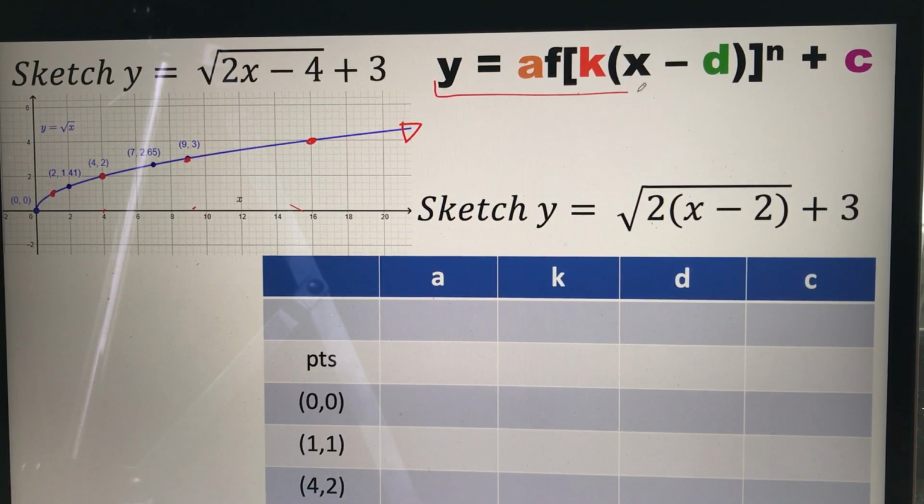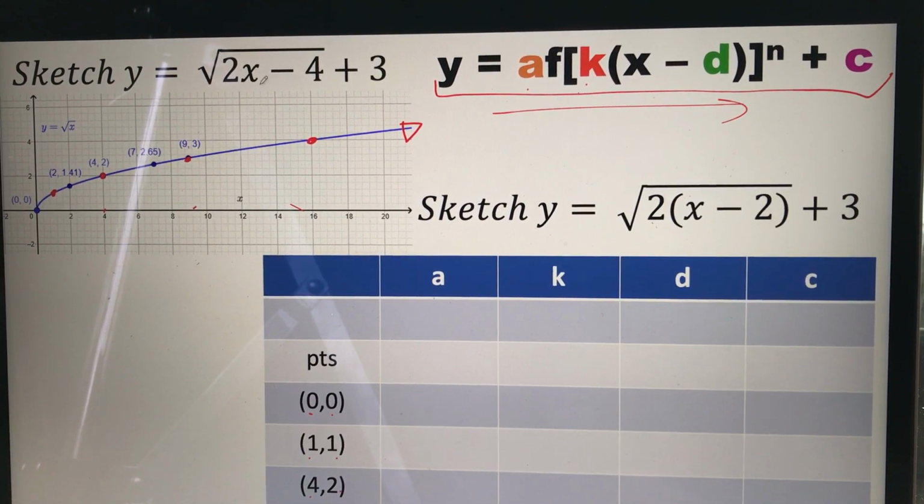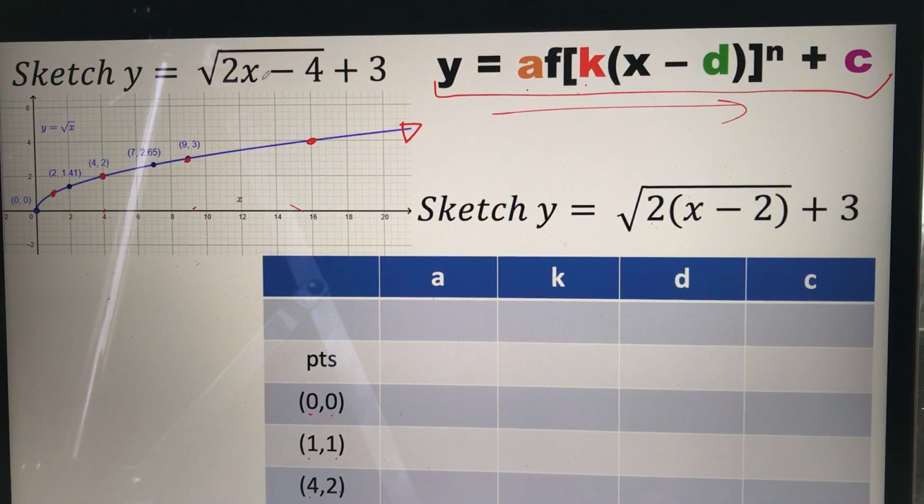Here are all 4 manipulations, allowing us to go through it. Here's my table. I picked off some points here. I'm going to do 0, 0, 1, 1, and 4, 2. These are easy points. Square root of 0 is 0. Square root of 1 is 1. Square root of 4 is 2. So they're easy points to use. And again, I'm going to go A, K, D, and C, just left to right, like I read a book. Now I'm going to factor this. I want to point this out because I have 2x minus 4. I have to write that in factored form. So I common factor the 2 out front. I have 2 bracket x minus 2. That gives me my proper horizontal movement.